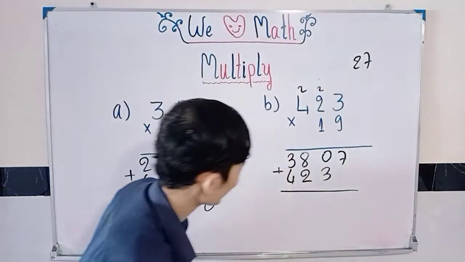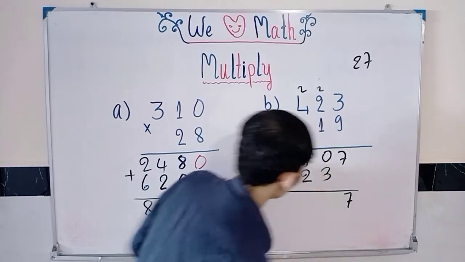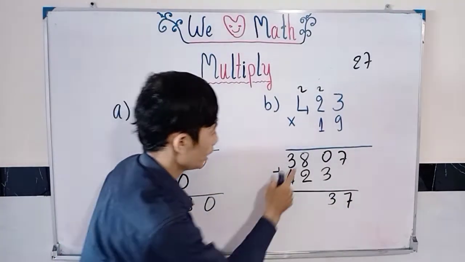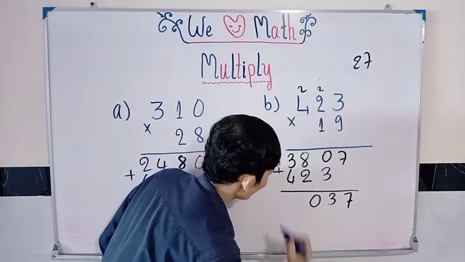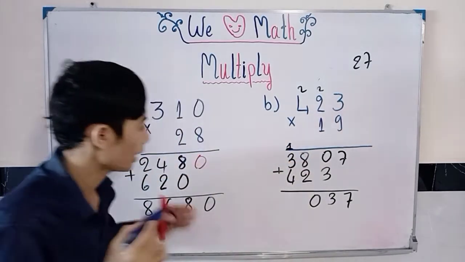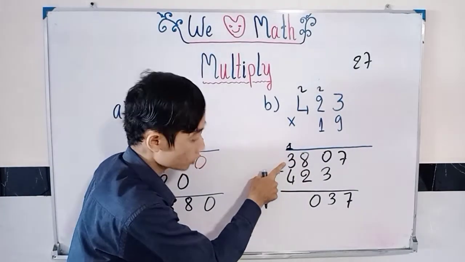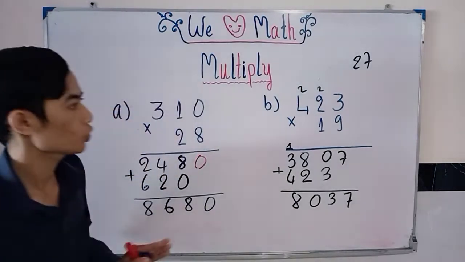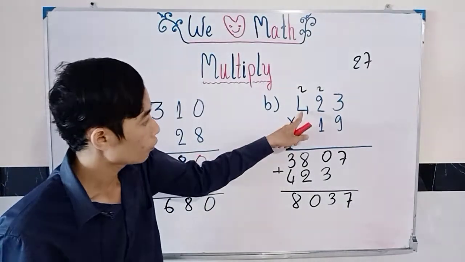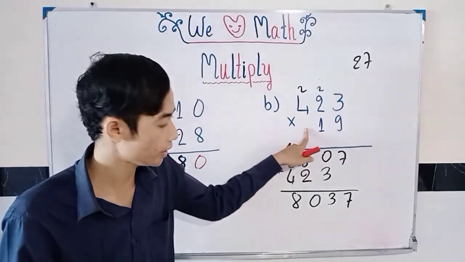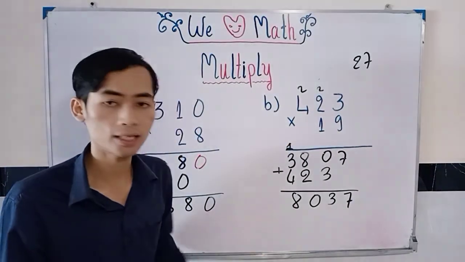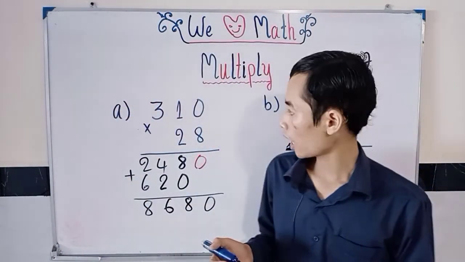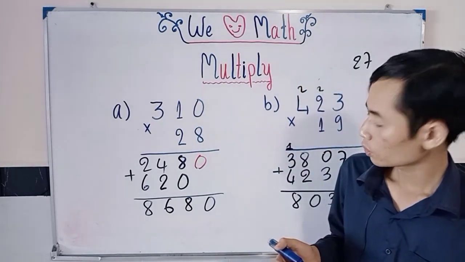We can take it down, number 7, right? Then 0 plus 3 equals 3. 8 plus 2 equals 10, we write 0 and we carry the 1, right? And the last one, 1 plus 4 equals 5, 5 plus 4 equals 9... so we have 423 times 19 equals 8,037. Today I have only 2 exercises to teach you.